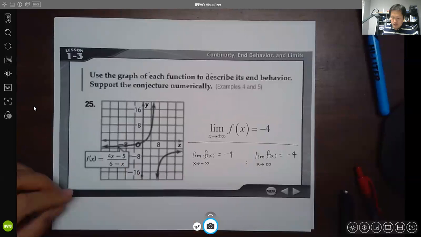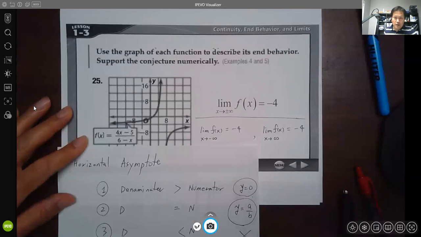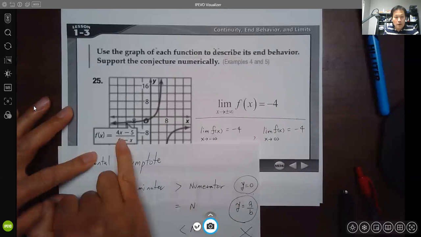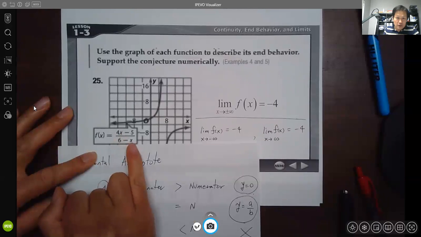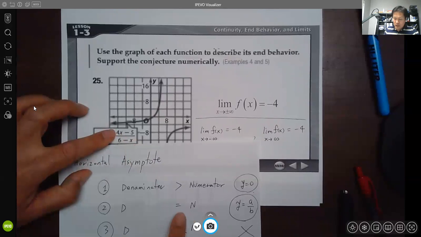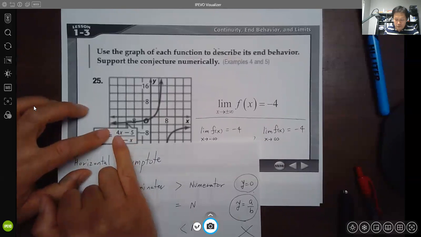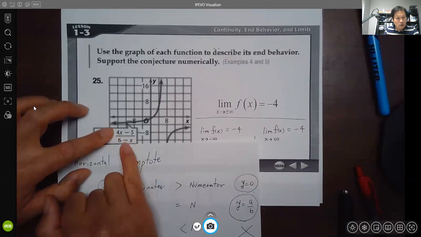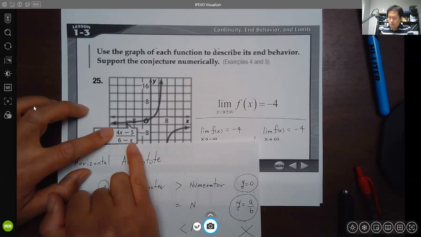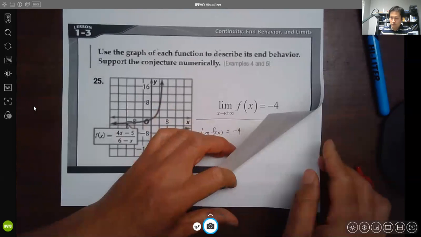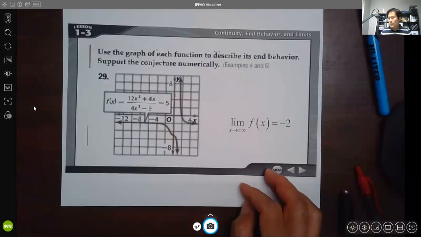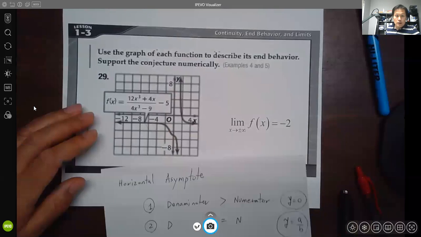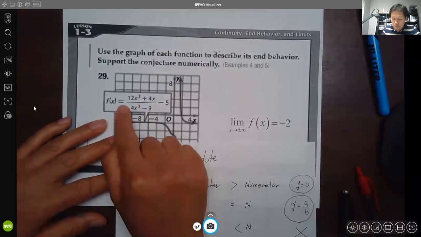Like this. Same thing. You can apply this analogy for end behavior. The highest power of x on top is 1. The highest power of x on the denominator is -x, which is first power, so that's the second case. The coefficient of x is 4, the coefficient of x is -1. So 4 over -1 will give you -4.